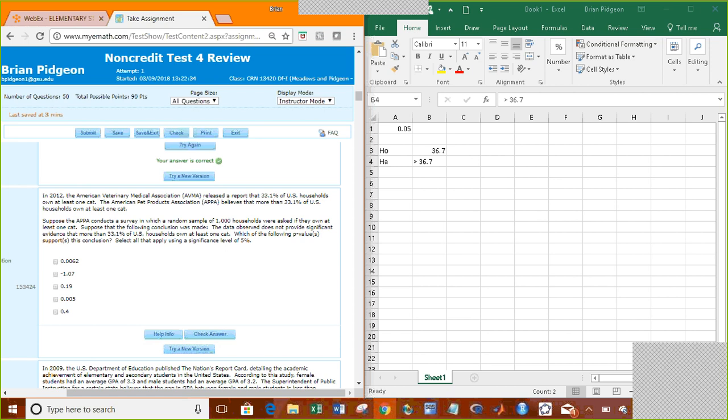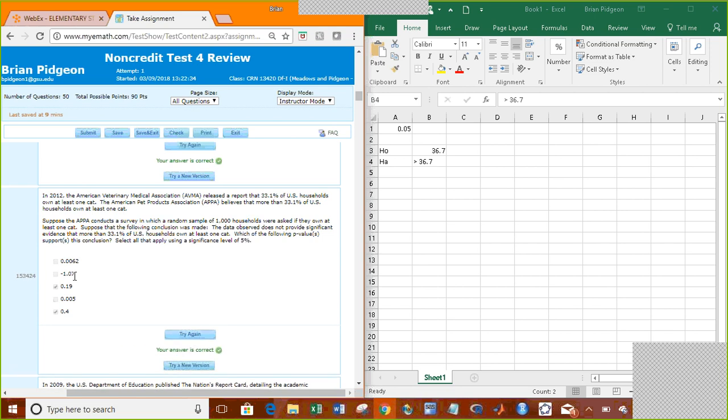All right. In 2012, the American Veterinary Medical Association released a report. Which of the following p-values supports this conclusion? All right. So the conclusion here is the data observed does not provide significant evidence that more than that. So if we do not provide significant evidence, that means we failed to reject the null hypothesis, which means that our p-value has to be greater than our significance level. So all the p-values that are greater than would be 0.19, 0.4. This isn't even a real p-value. That's smaller, that's smaller.